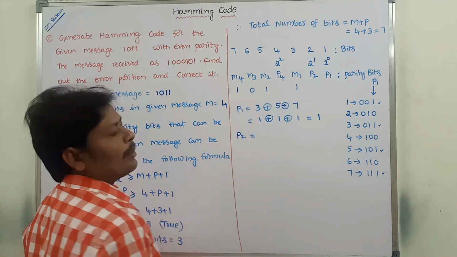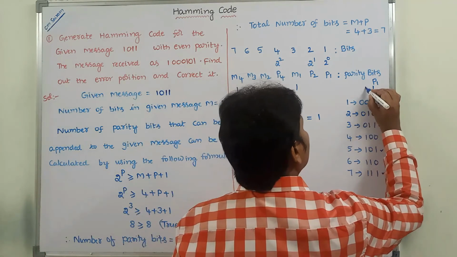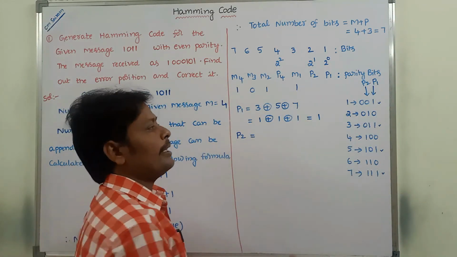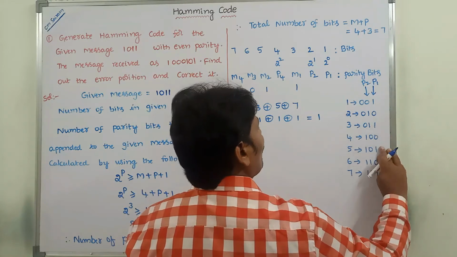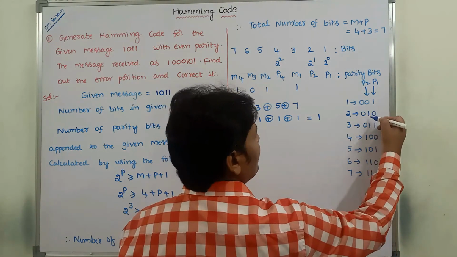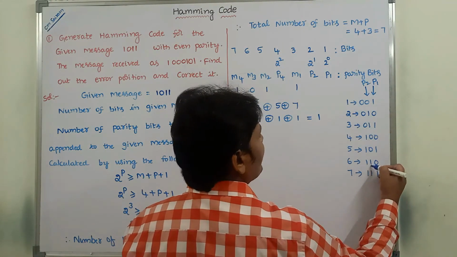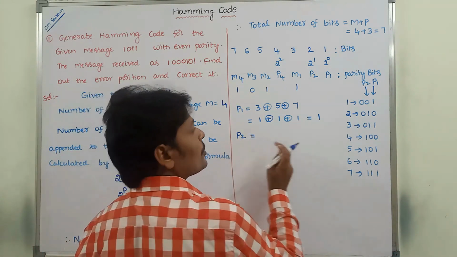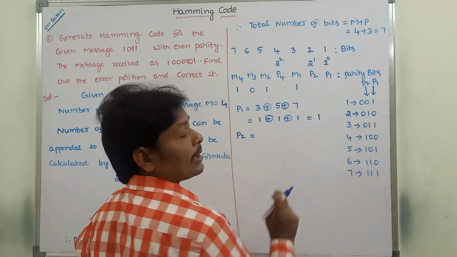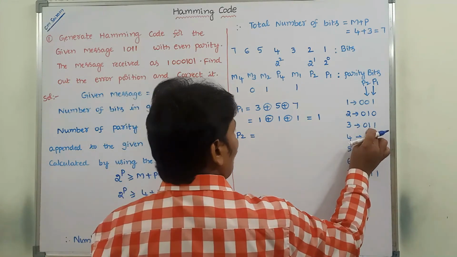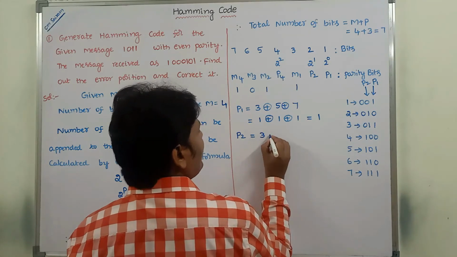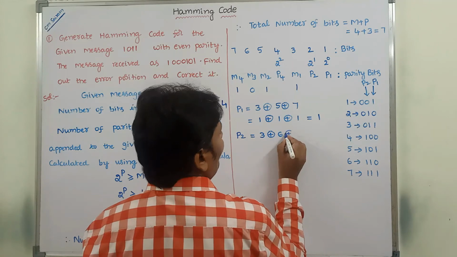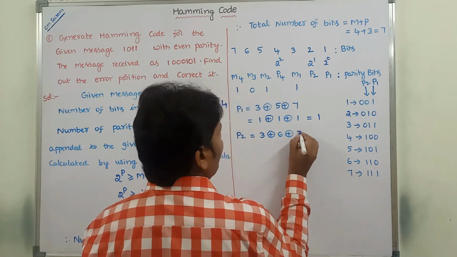For calculating P2, we have to consider the second column. In that second column, the ones are present at the second position, third position, sixth position and seventh position. Now we are calculating P2, therefore the second one is not considered. So 1 is considered at the third, 1 at the sixth, and 1 at the seventh.